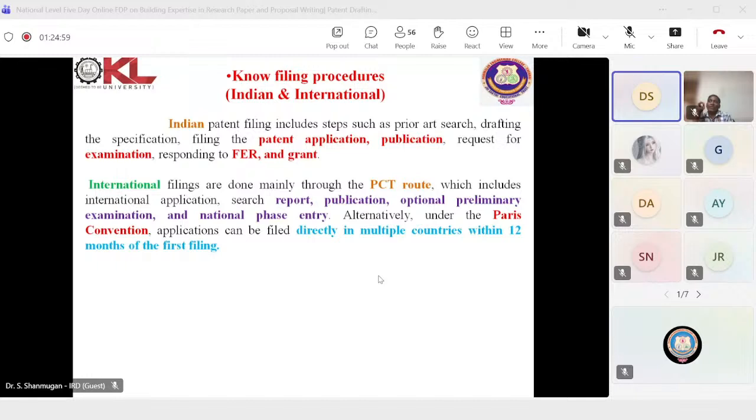Okay, so you can use reports, publications, and support files. What I am telling you: support files, that is reports, publications, and the preliminary examination you have done, and national phase entry. They will analyze everything here, and only then will they give the approval. Okay, this PCT you can use as a conventional application level. It can be filed directly in multiple countries within 12 months. Your patent date will be published. Okay, so this is very important.